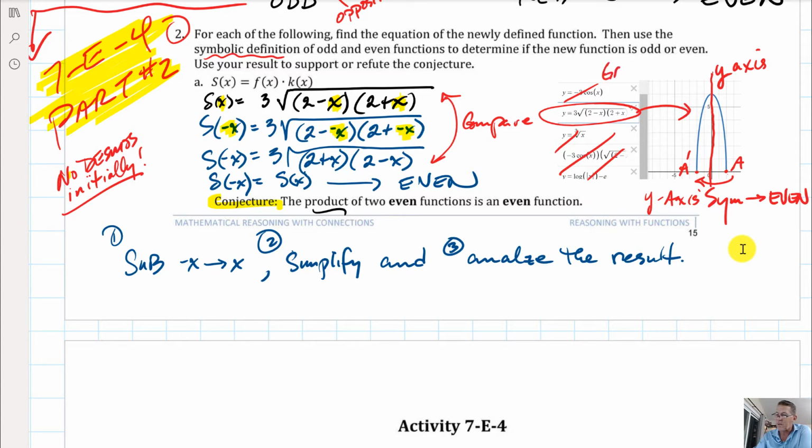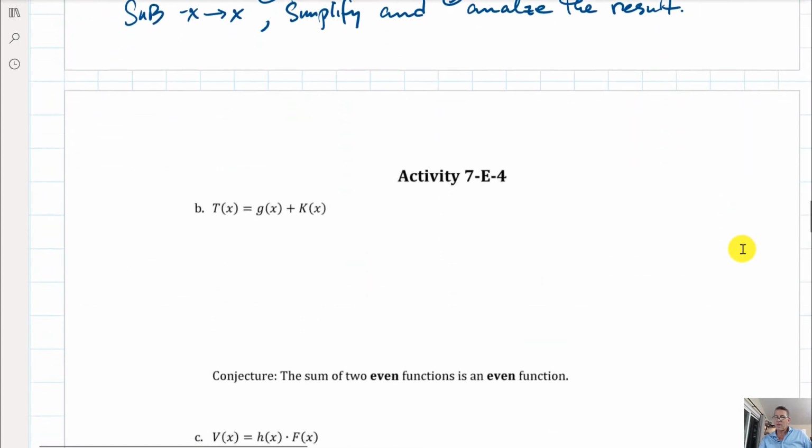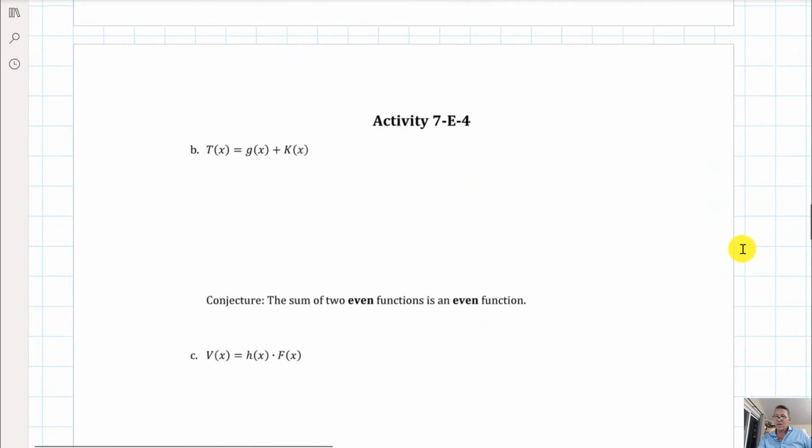So this is obviously the graphical approach here off to the right. Okay, and then the symbolic approach is what we did algebraically here. And that is part A. Okay, now let's take a look at this one here.